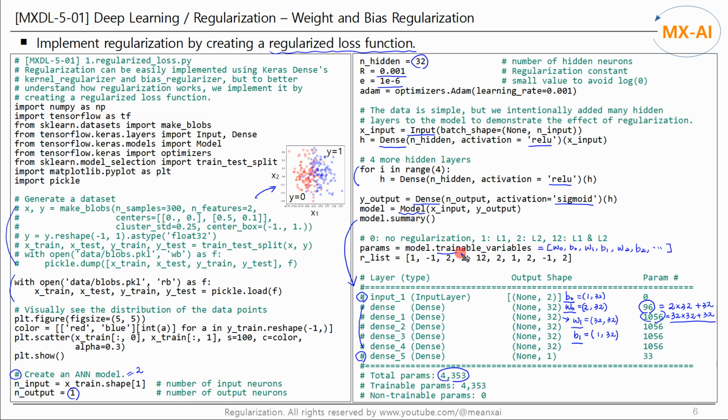The trainable variables list for this model contains the following parameters. Next, we define a list of which regularizers are applied to each parameter as follows. This is our list. The first number 1 means apply L1 regularization to W0. The second number, -1, means not to apply regularization to B0. L2 regularization is applied to both W1 and B1. L1 and L2 regularization are applied to W2. And L2 regularization is applied to B2.